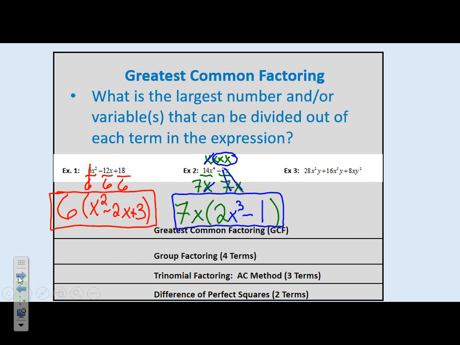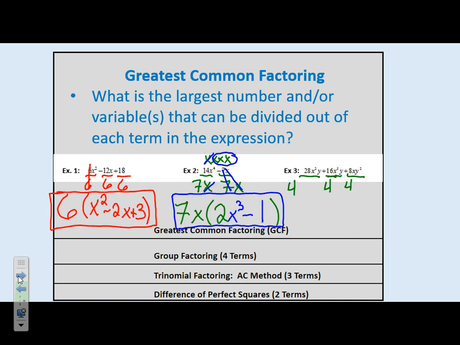All right, moving on to our last example in this section, ladies and gentlemen. First thing, again, we have to look at all of our numbers. I've got 28, 16, and 8. I need to find my largest number that can go into all of these, okay? And in this case, the largest number that can go into all 3 of these is 4. So I'm going to put a 4 down here. That's the number that I can take out.